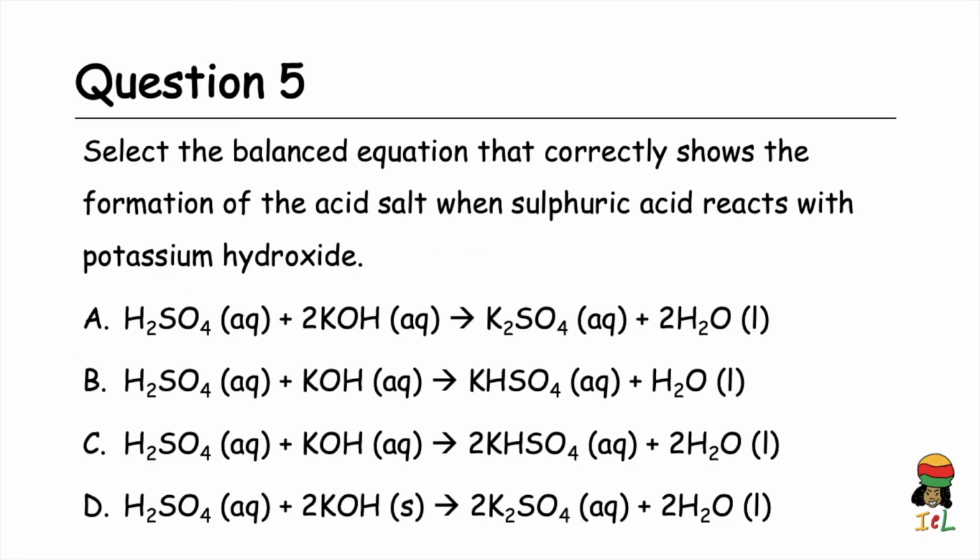Question 5. Select the balanced equation that correctly shows the formation of the acid salt when sulfuric acid reacts with potassium hydroxide. A. 1 molecule of sulfuric acid reacts with 2 molecules of potassium hydroxide to produce 1 molecule of potassium sulfate and 2 molecules of water. B. 1 molecule of sulfuric acid reacts with 1 molecule of potassium hydroxide to produce 1 molecule of potassium hydrogen sulfate and 1 molecule of water. C. 1 molecule of sulfuric acid reacts with 1 molecule of potassium hydroxide to produce 2 molecules of potassium hydrogen sulfate and 2 molecules of water. D. 1 molecule of sulfuric acid reacts with 2 molecules of potassium hydroxide to produce 2 molecules of potassium sulfate and 2 molecules of water.